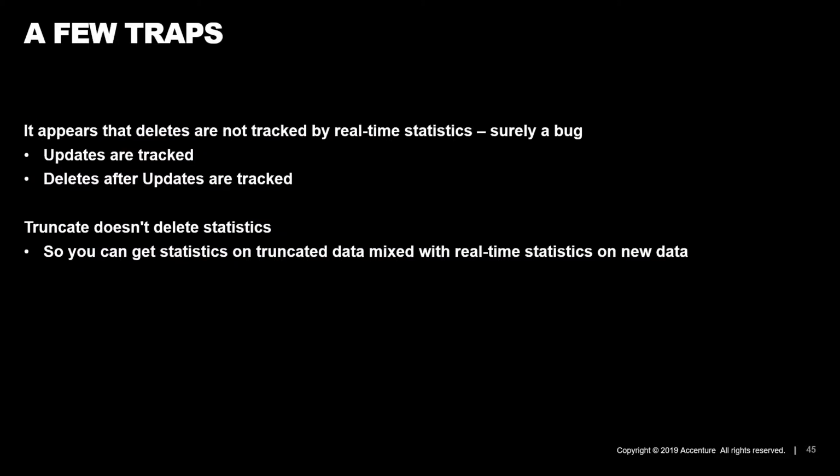It's surely a bug that the deletes are not tracked by real-time statistics, because updates are tracked and deletes after updates are tracked. Truncate has never deleted statistics, either conventional statistics or real-time statistics, so that's not surprising in itself. But it is clear that you can get statistics based upon truncated data, then mixed with real-time statistics based on the new data, and that can cause confusion.